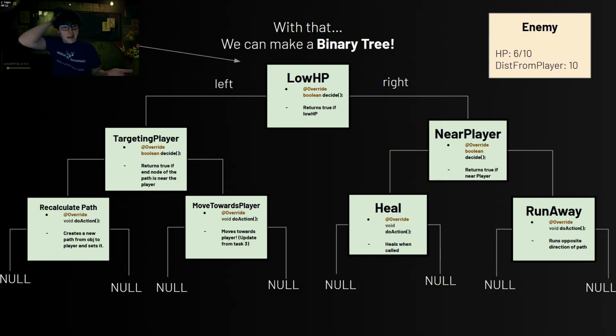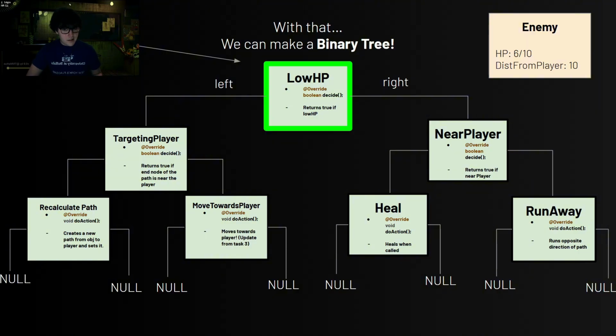That just makes sense for our game. So now our HP is 6 out of 10. And I previously defined that I'm going to say something's low HP if it's below 5. And now we're at 6, so we are no longer low HP, meaning that the decide method of low HP should return false. And if it returns false, we go to the left.